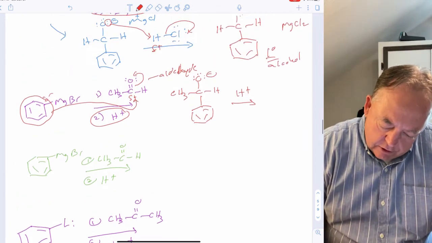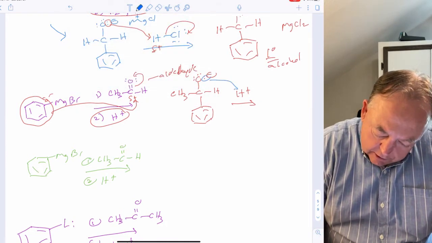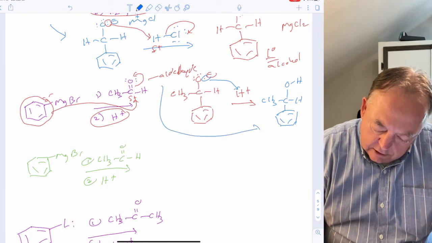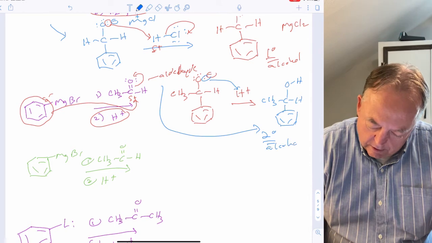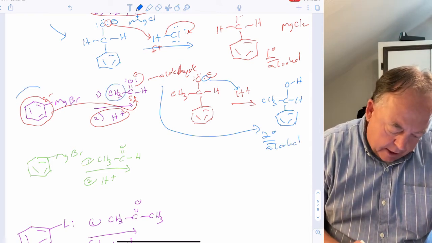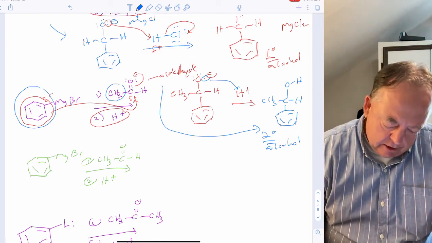So you do the second step, O minus picks up an H+, and now you have an alcohol. So starting with an aldehyde, in this case you made a secondary alcohol, right? Because the aldehyde already had one carbon attached, and then you added a second carbon from the Grignard reagent. So it's going to become secondary.